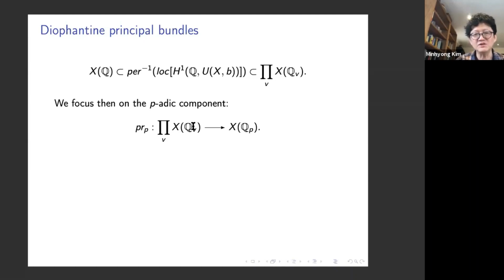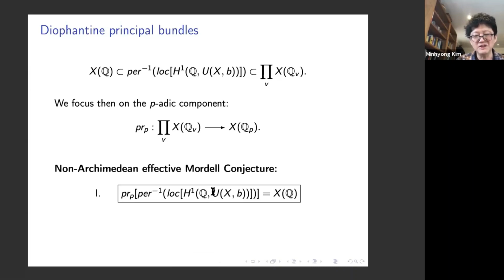So here what we do is you take this inverse image of the global moduli space inside the product of local points, and now let's project it just to the p-adic components, where p is the same as the Q_p coefficients that we're completing the fundamental group at. That turns out to be much more informative than all the other components. And so here's a kind of non-abelian effective Mordell conjecture, which is a little bit vague the way I stated it just now, but I'll make it more precise in a second.